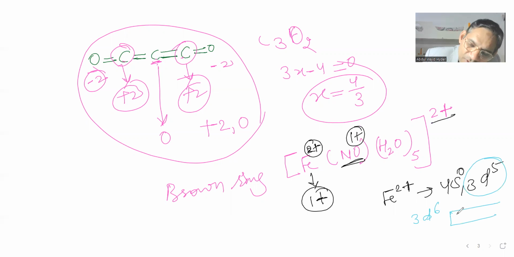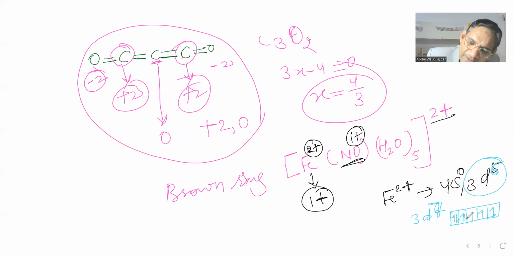3d6, what's the meaning of 3d6? 1 2 3 4 5 and 6. Sorry, Fe2 plus is not 4s0 3d5, it is 4s0 3d6. So this will become 3d7.